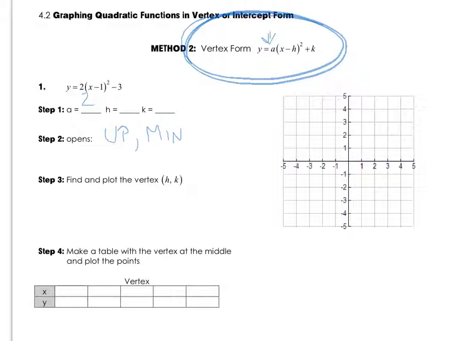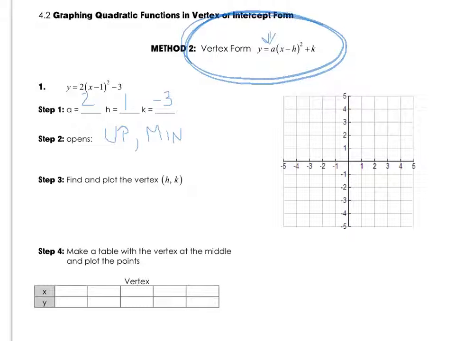Now, next thing we're going to look at is our vertex. So the h is always in parentheses with the x. Now, the h is the opposite of what we think it should be. Just like with the absolute value problems, the h is the opposite of what we think. So if this looks like a negative 1 here, our h is actually going to be a positive 1. Our k is going to be negative 3.